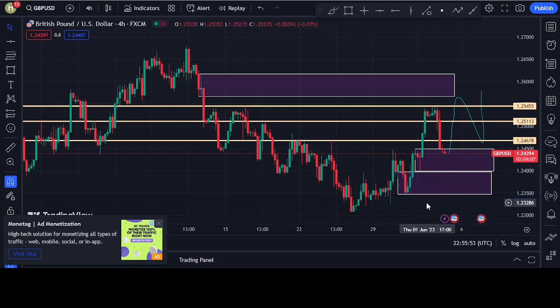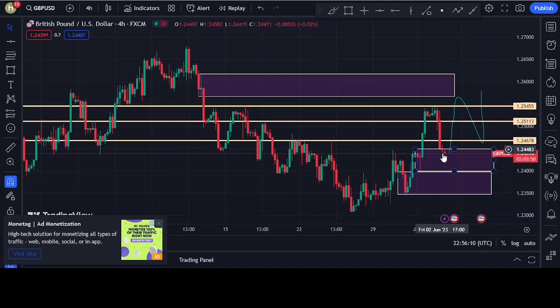Perfect. What do you see here? Drop, base, rally. The rally is above already, if you consider the body of the candle to this body. So this is a good demand zone.